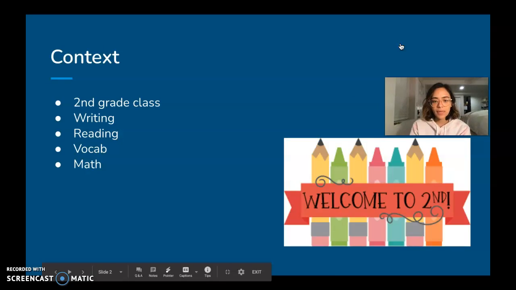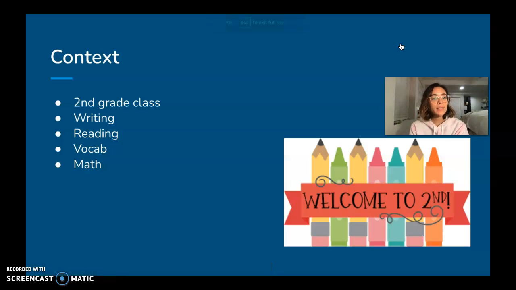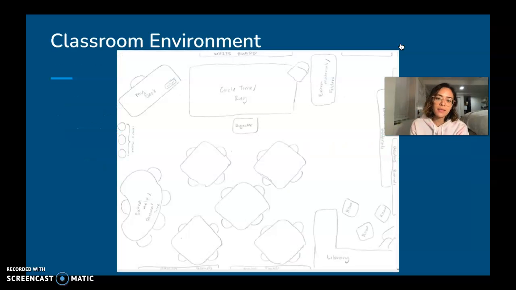Okay, so I am doing my classroom management support plan, and I'm going to be doing a second grade class, and the subjects would be writing, reading, vocabulary, and math. So this is the classroom that I designed.